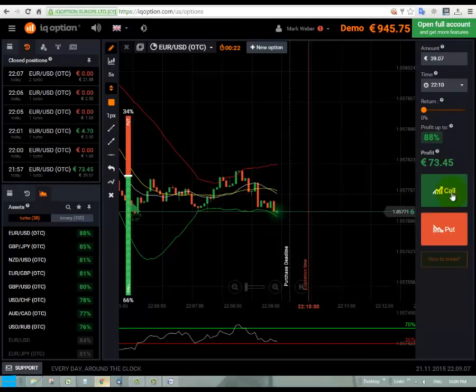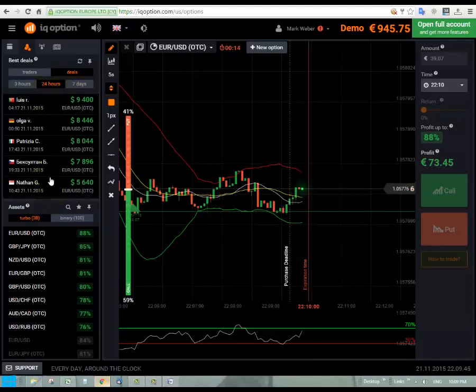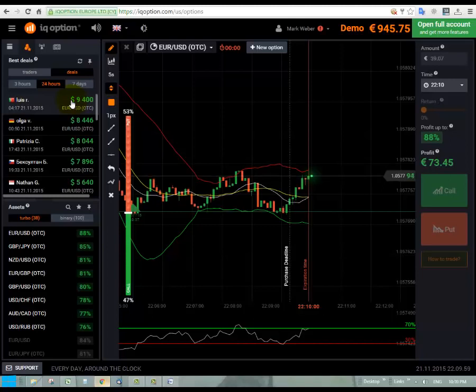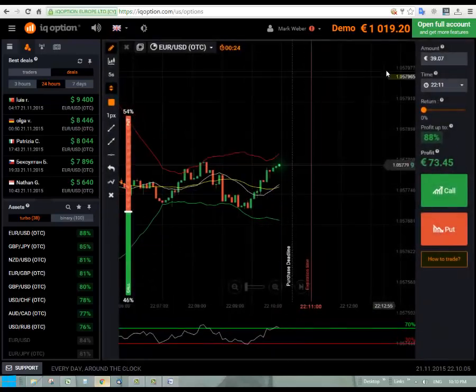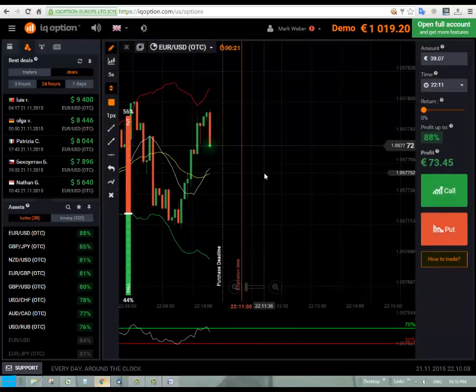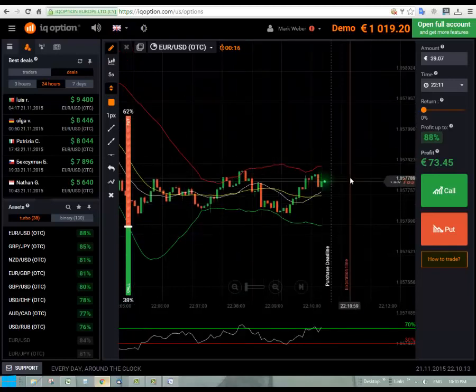Now we will make the call. You can see that the RSI hit the 30% oversold indicator. And there it is, our profit. Okay, that was a little bit anxious, but we will try one more time.